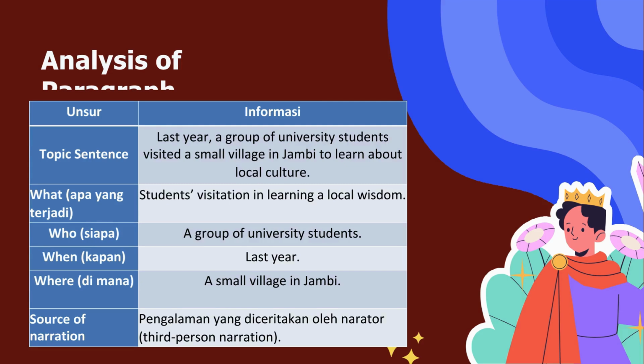What happened in that story? The students' visitation in learning a local wisdom. Who was involved in that story? A group of university students. When did it happen? Last year. Where did it happen? A small village in Jambi. Who is the source of narration? A third person narration. This sentence provides the background information for the story.